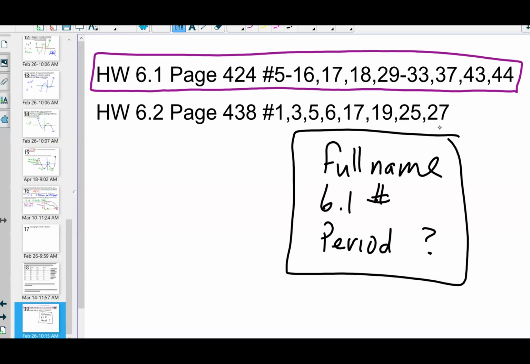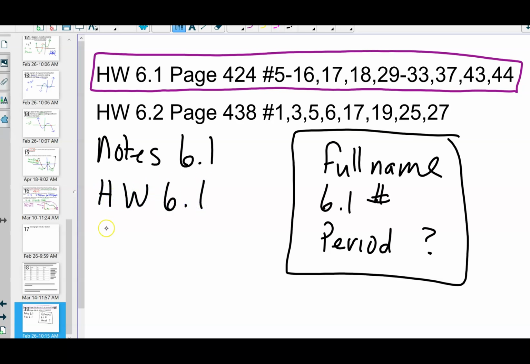And then you will get credit for your notes that you just took. So you're going to upload those again. Be sure that it says 6.1 on it. You're going to get credit for your homework 6.1, and then we're going to have a quiz 6.1. So that's going to be the order of the three things. Again, these are going to be worth a little bit more than you're thinking.